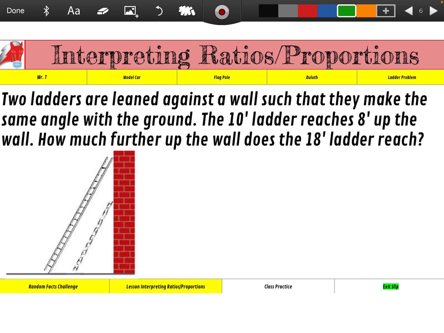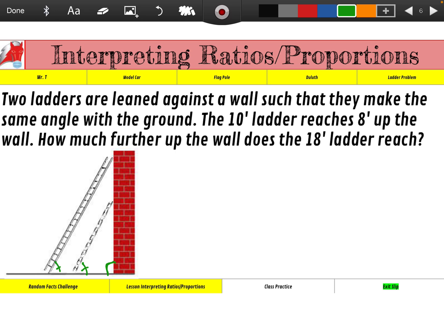You don't have, obviously, the wording on this one. So the two ladders are leaned against a wall, such as to make the same angle with the ground. That's what creates similar triangles, right? We got that. This is 90 degrees, so we got angle similarity. So we know these are similar triangles. The 10-foot ladder reaches 8 feet up. How much further up the wall does the 18-foot ladder reach?